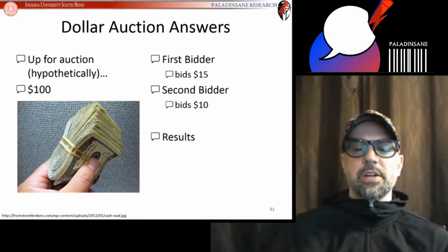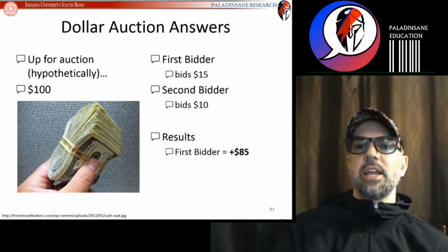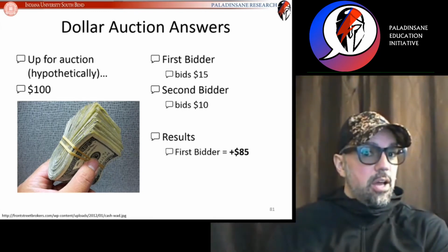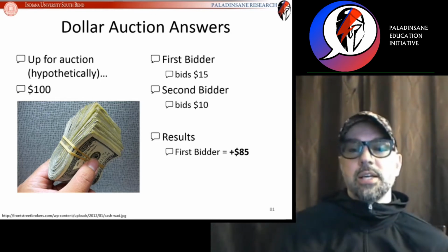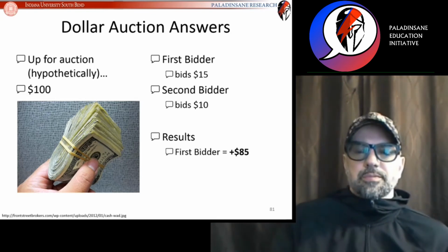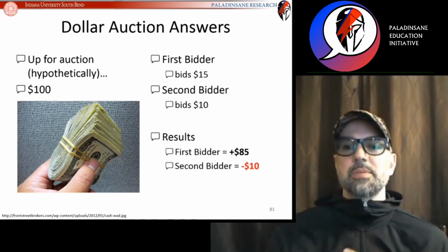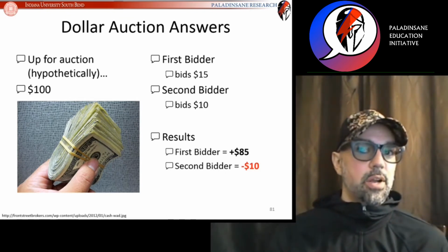Well, in this case, the first bidder does great. First bidder now has made $85 because they get $100 and all they have to do is pay $15 for it. That's a profit of $85. Well, look at what happened to bidder number two. They lost $10. So now it's up to bidder number two in terms of what do they want to do.